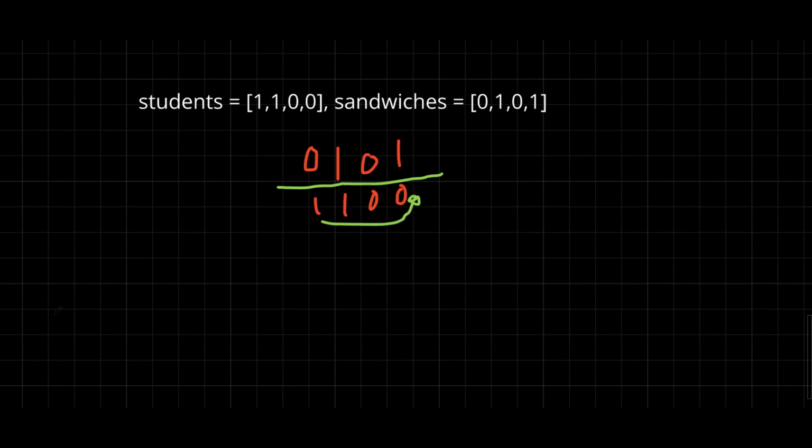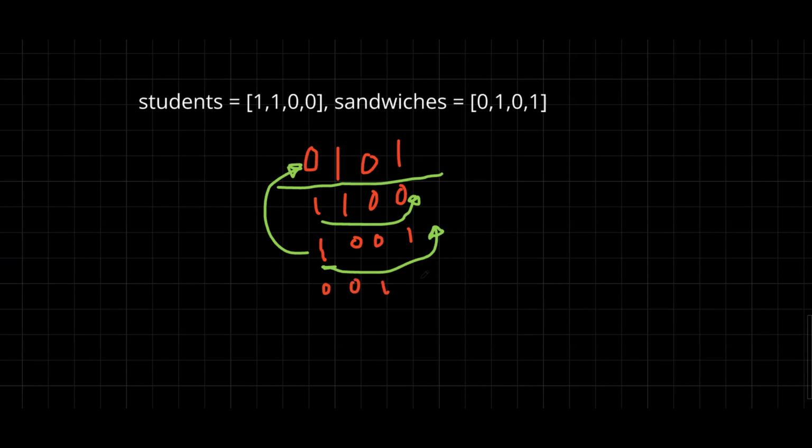So now the queue becomes 1, 0, 0 and 1. Now again, this student 1 will notice that its preferred sandwich is 1, but the option is 0. So it will again move back to the end of the queue. Now the queue becomes 0, 0, 1, 1.